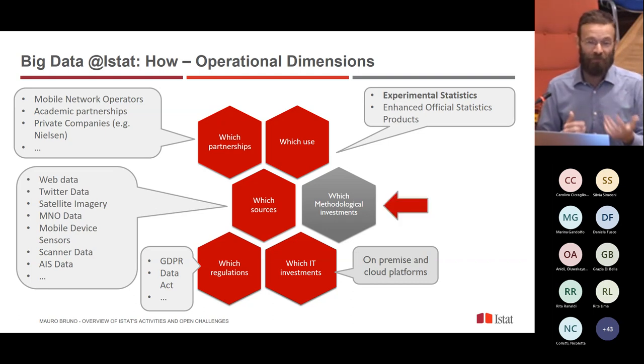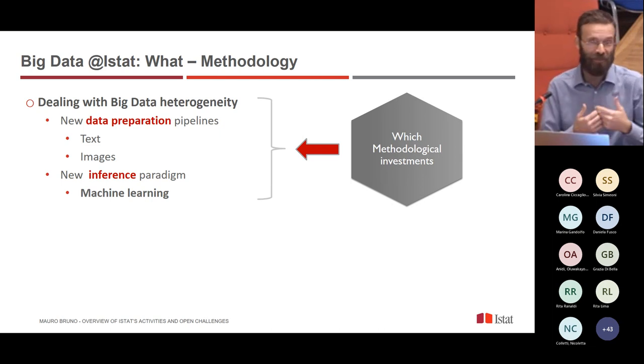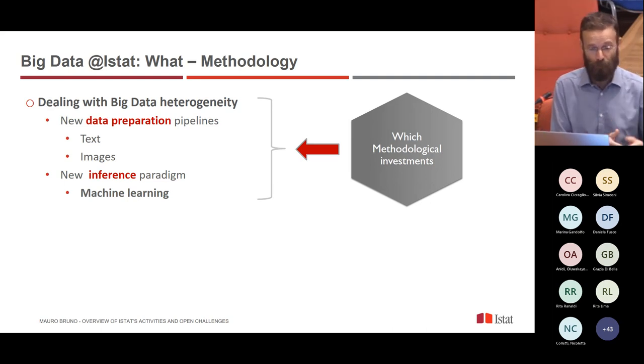And then we need investment in the methodological dimension. And this is what I would like to talk a little bit about now. So the methodological aspect, we all know that it's something really big. We need to invest a lot in methods for new data preparation pipelines. We have text, images, which are quite different from a survey questionnaire that we were used to work on for so many years. And then we have this new inference paradigm.